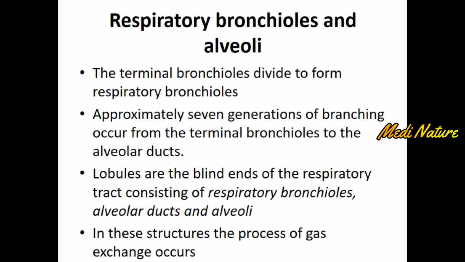The terminal bronchioles divide to form respiratory bronchioles. Approximately 7 generations of branching occur from the terminal bronchioles to the alveolar duct. Finally, they form a structure called a lobule. Lobules are the blind ends of the respiratory tract, which are composed of respiratory bronchioles, alveolar ducts, and alveoli. So these are the structures that carry out the process of gas exchange.